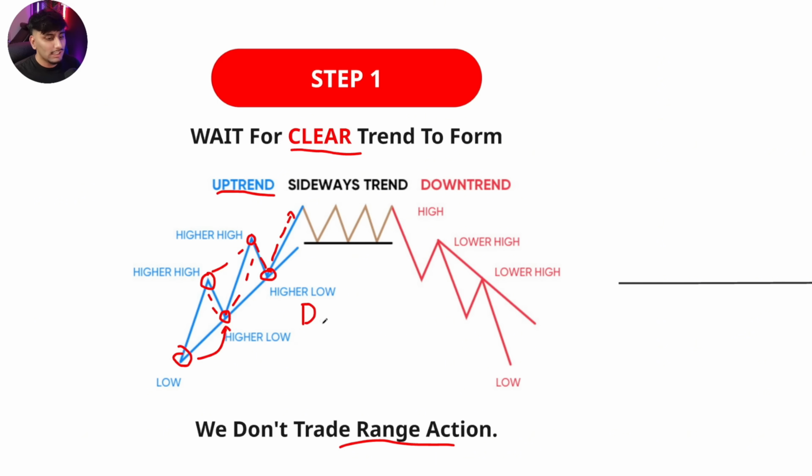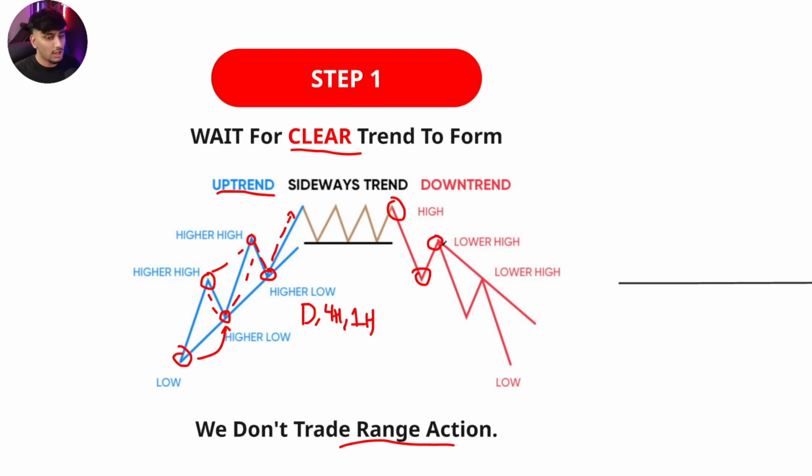We want to look for a clear trend to form, like I said, on the higher time frames, and this will be either the daily, the 4-hour time frame, or the 1-hour time frame. And we can also look for a downtrend. All this means is when there's a high up here, we then create a low, and on the pullback, we don't go back to this previous high. Rather, we put in a lower high.